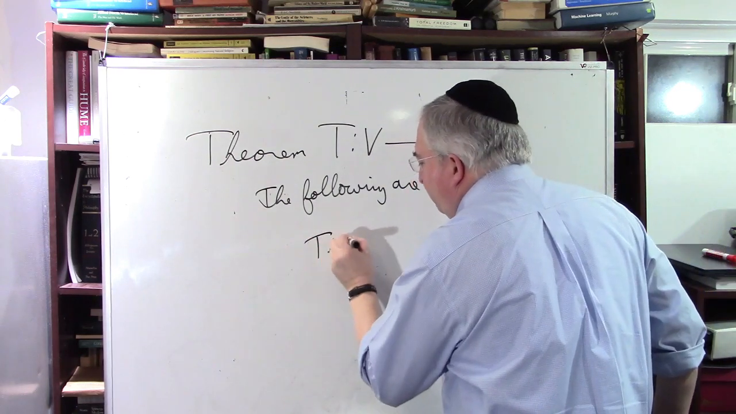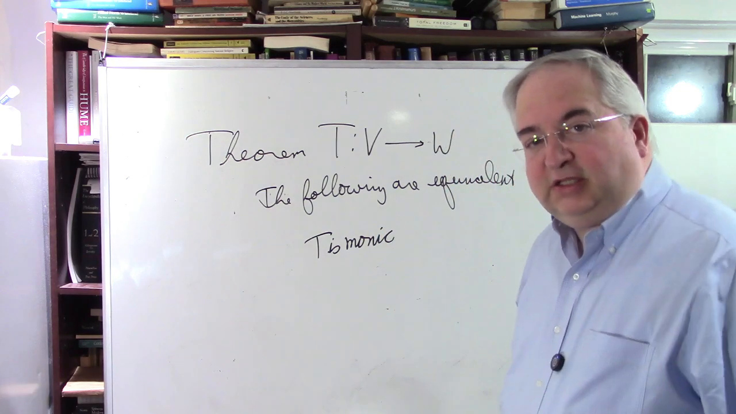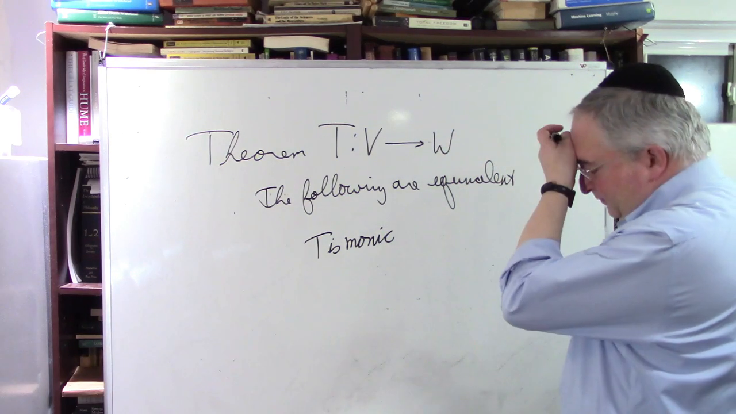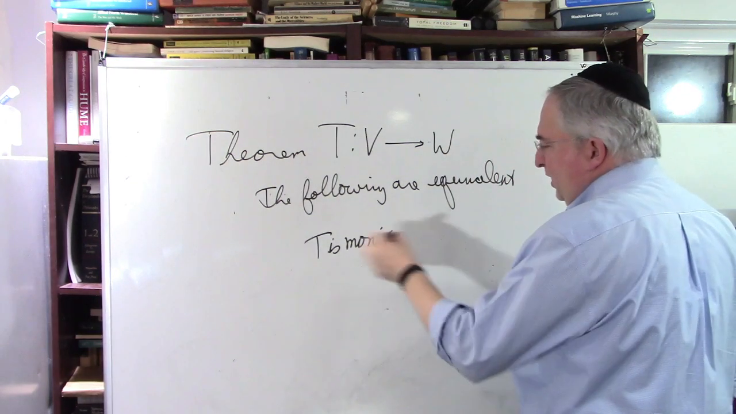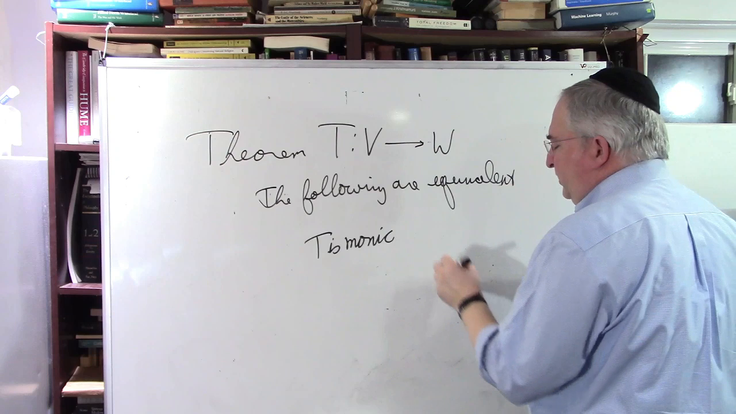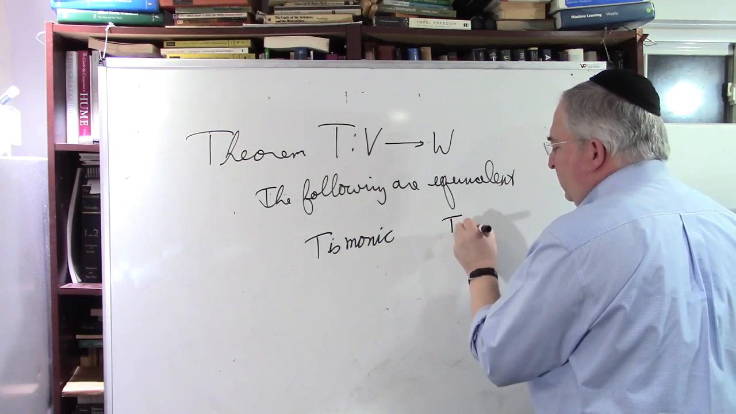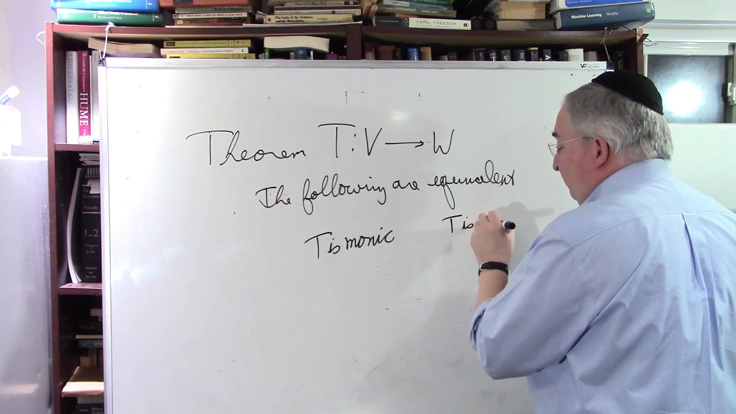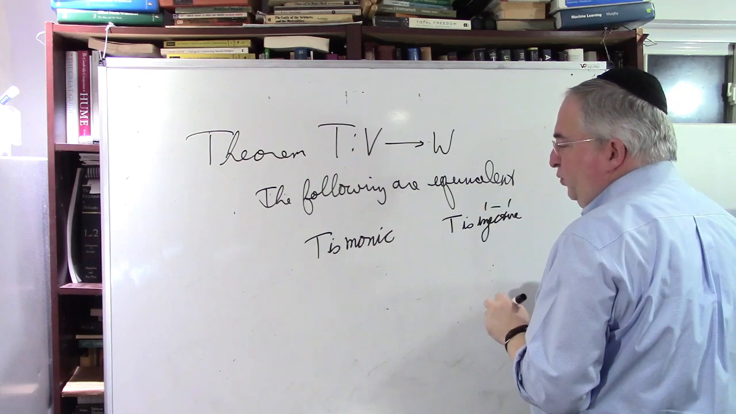T is monic. Okay, so we had this last class: monic means left cancelable or right cancelable or something like that. Okay, the same thing is T is injective. I'm sorry, I might have used one-to-one.